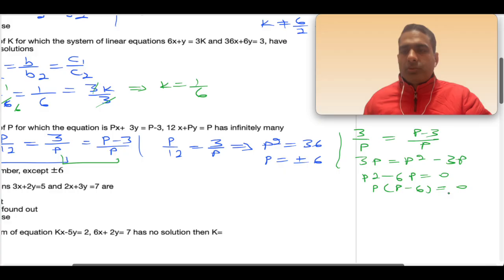Now product of two terms is 0, so one of them should be 0. So either p is equal to 0 or p minus 6 is equal to 0. So p is equal to 0 or p is equal to 6.